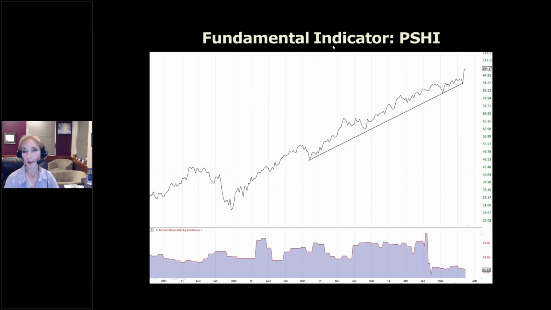Now, this is one of the fundamental indicators. It's the percentage of shares held by institutions. This stock has been running up, and we've had a lot of good, strong up days on this, but look what has happened recently. As the stock is moving up, institutions have actually been rotating out of the stock.